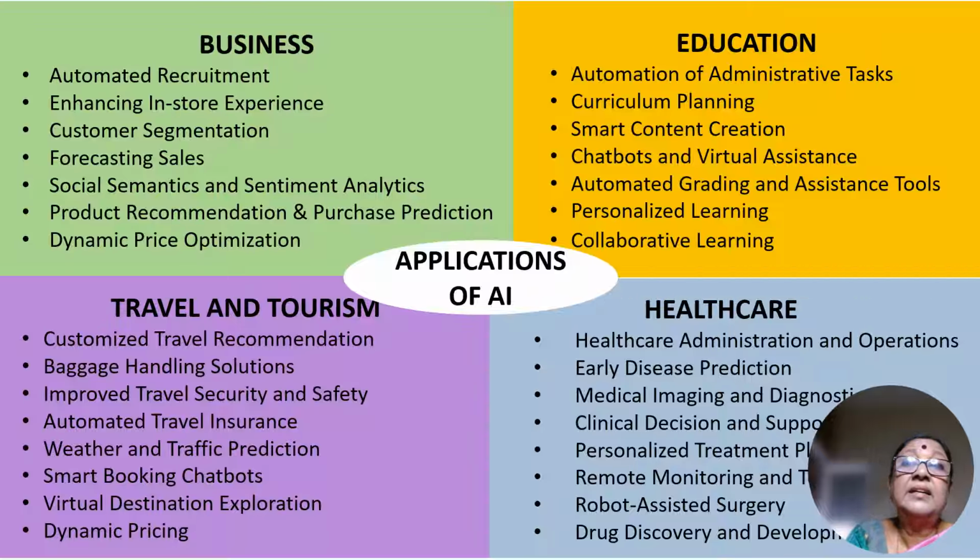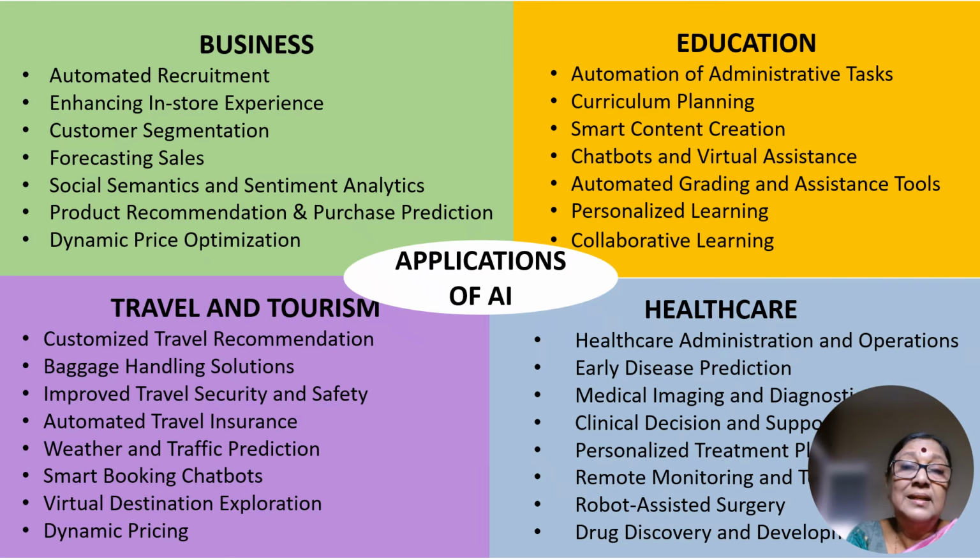Then weather and traffic prediction. Sometimes you will end up in a tourist place and you find that it's raining heavily or the traffic is so heavy that you cannot get and see any place. Then that will be predicted for you beforehand. Then smart booking chatbot. Chatbot will tell you the suggestions of how you should go about booking so that it is convenient as well as less costly.